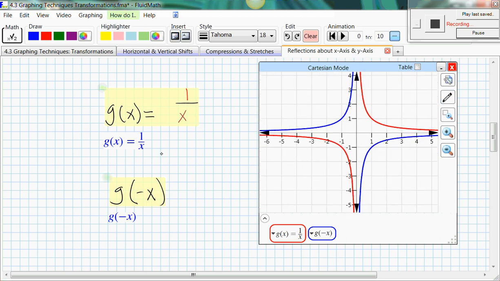If I replace x with a negative x, so take g of negative x, notice I have a reflection over the y-axis right here. And in this case, if I take negative g of x, I also get the same exact thing, because this Hurley graph, you can reflect over the y-axis and the x-axis and get the same picture for both of these. So that's what's going on with that one.